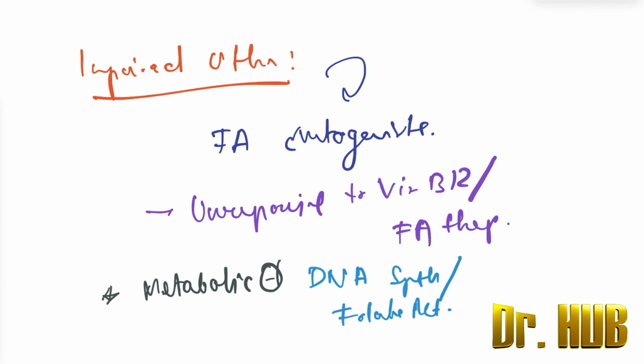So this was about megaloblastic anemia. We saw the vitamin B12 deficiency causes, as well as briefly the folic acid deficiency causes.